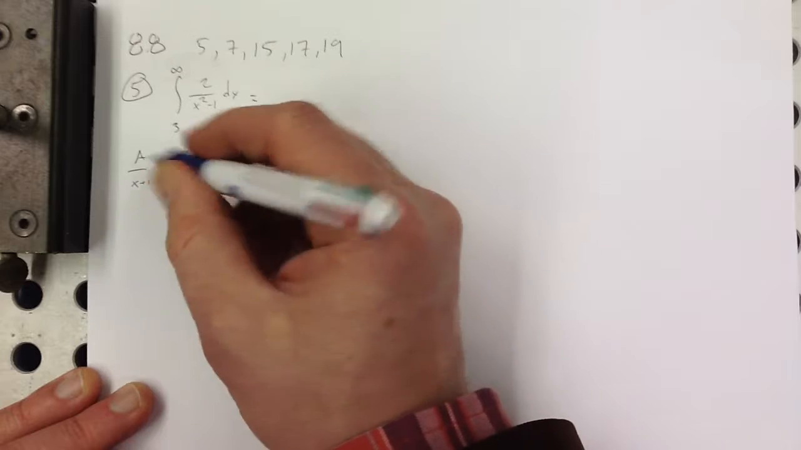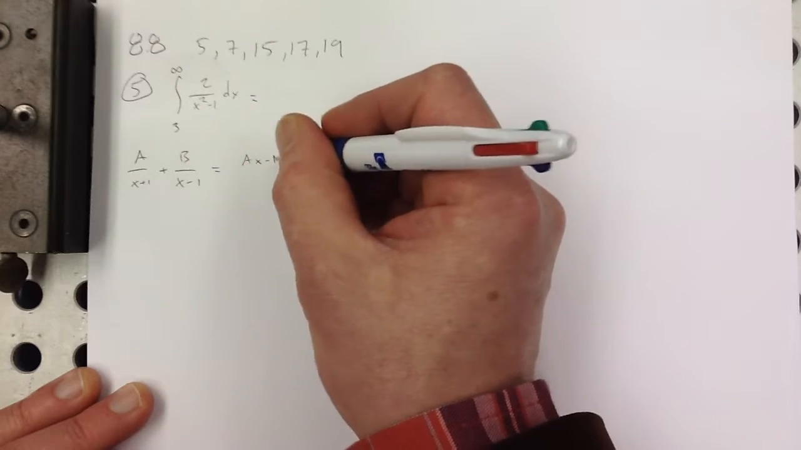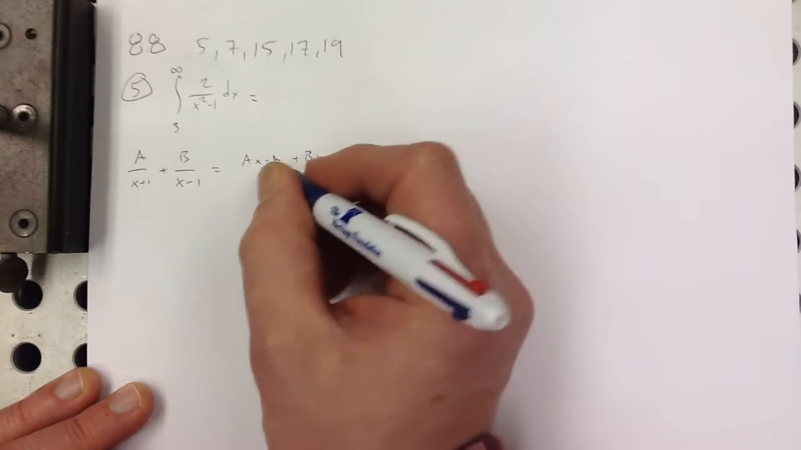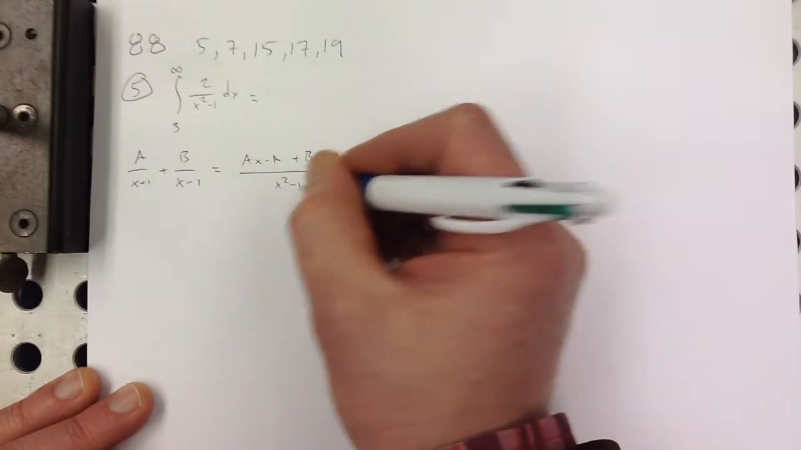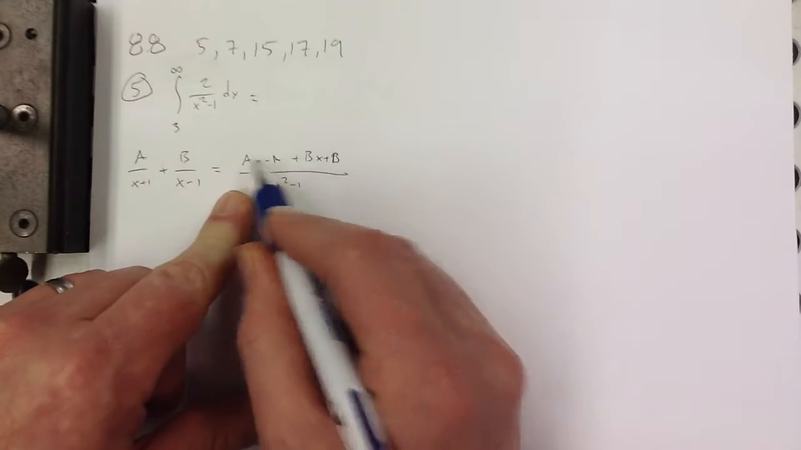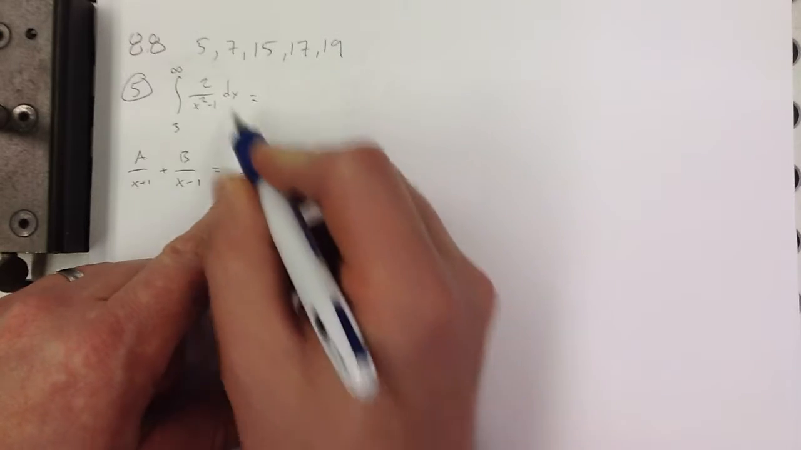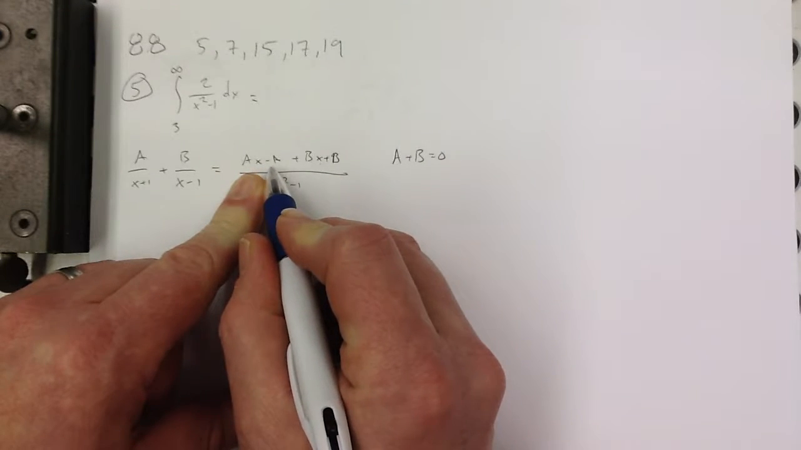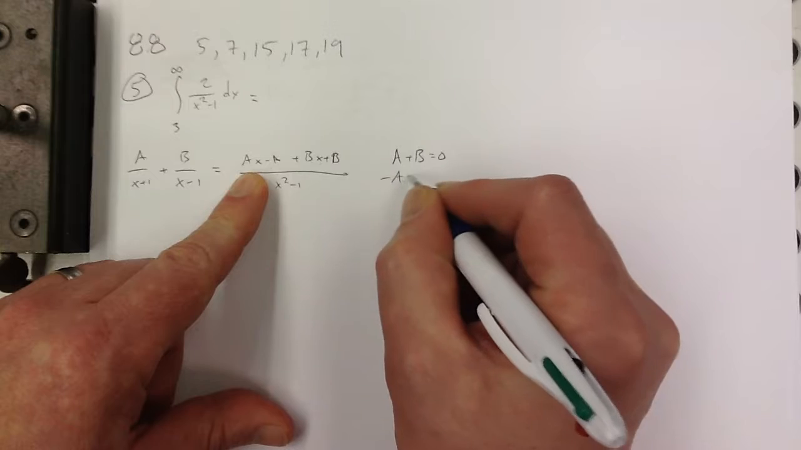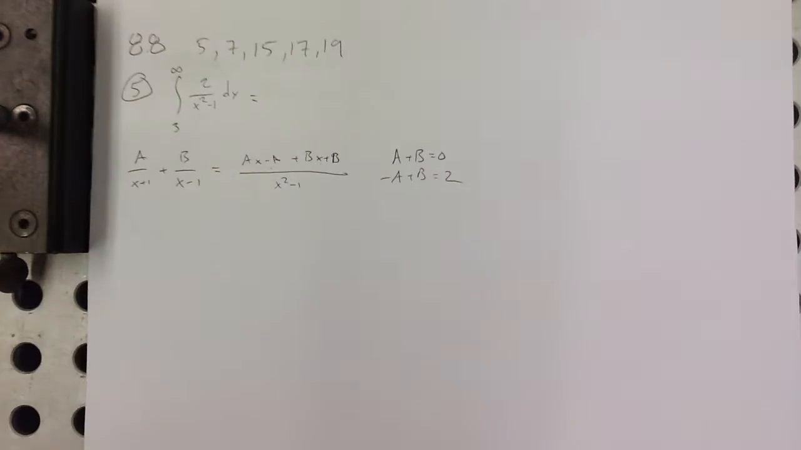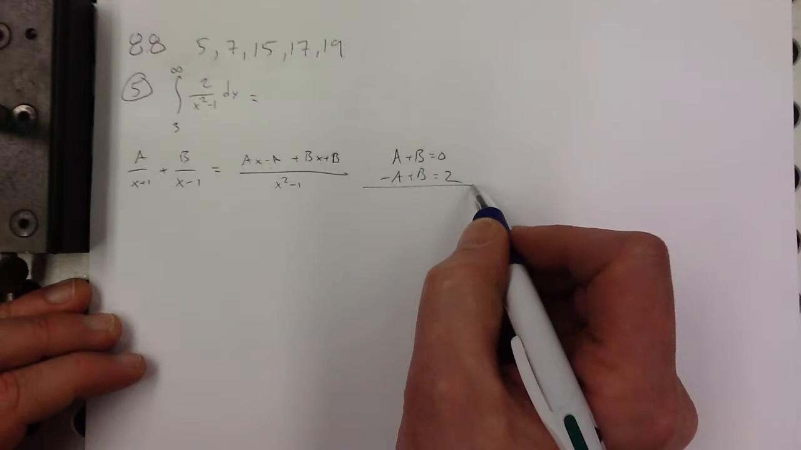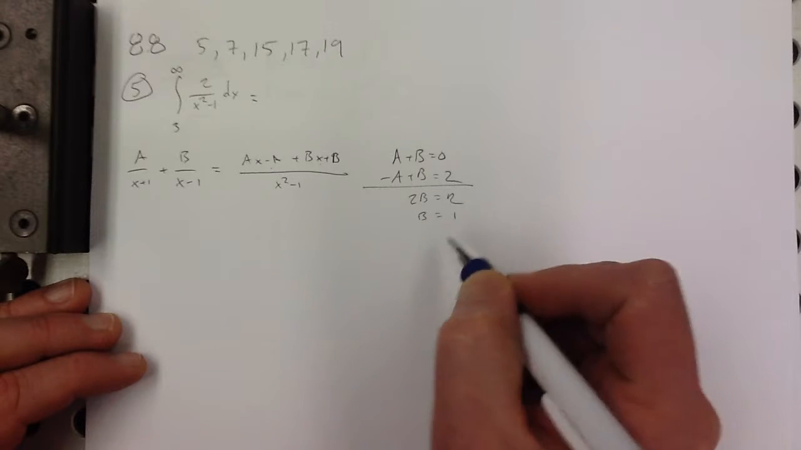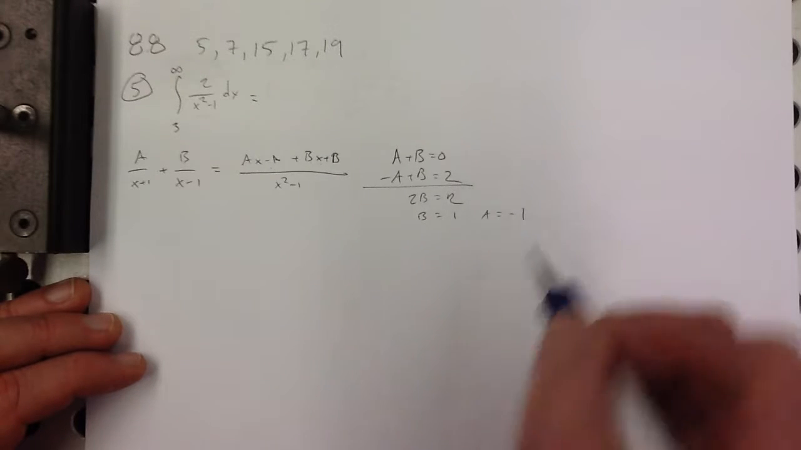So if that's the case, then that'd be ax minus a plus bx plus b all over the common denominator. So a plus b, those are the x coefficients, but I don't have any x's there. So a plus b must be 0, and then minus a plus b must be 2. If I add those equations together, they cancel that out. I get 2b equals 2, or b equals 1. If b equals 1, then a is equal to negative 1.